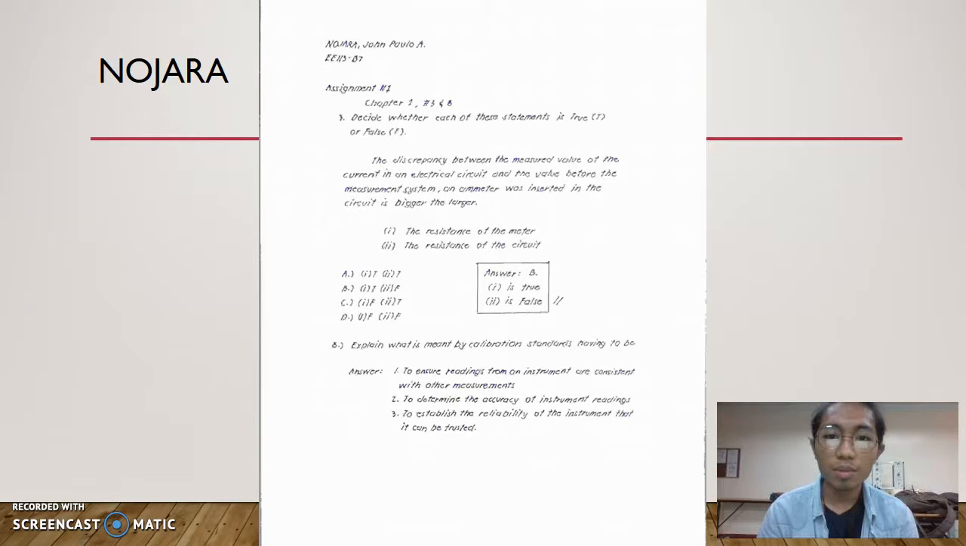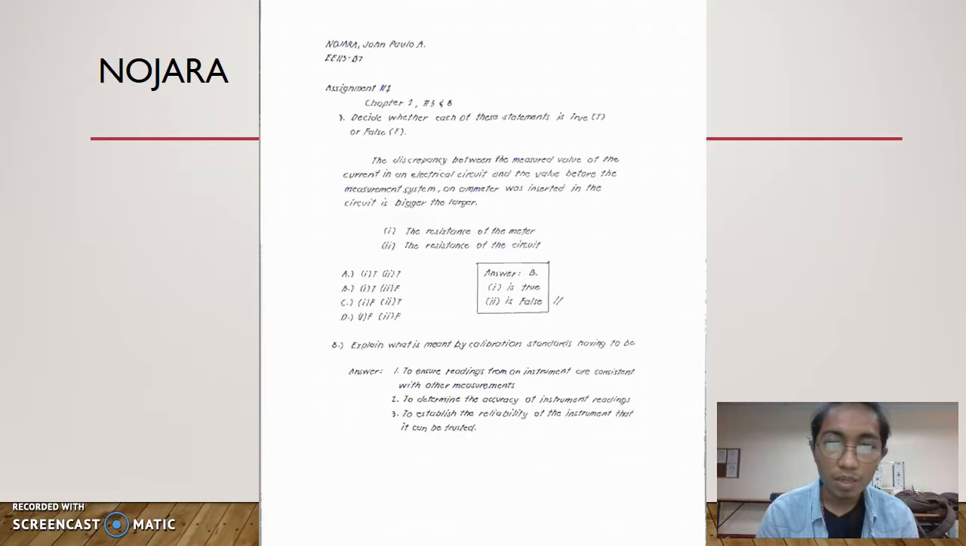The discrepancy between the measured value of the current in an electrical circuit and the value before the measurement system, an ammeter, was inserted in the circuit is bigger than the logic. Case 1, the resistance of the meter. Case 2, the resistance of the circuit. So the answer is B, where case 1 is true and case 2 is false.